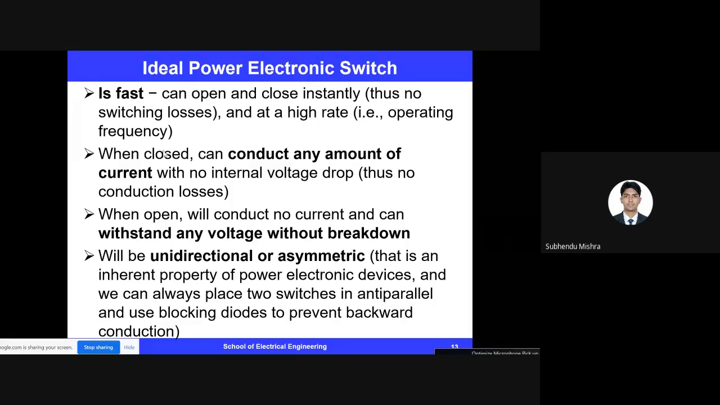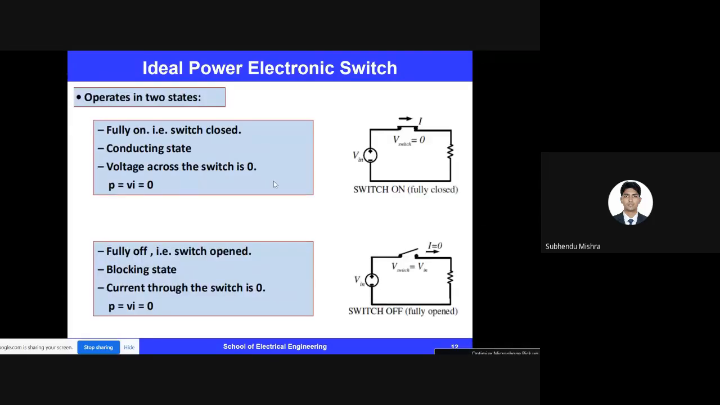Then ideally it can conduct any amount of current with no internal voltage drop. That is, it should have 0 conduction loss, and it should have 0 blocking loss. When open, it should not conduct any current and can withstand any voltage without breakdown. So these are the 3 important characteristics of an ideal switch.